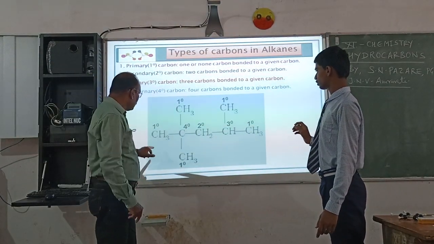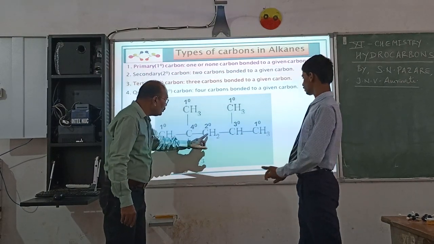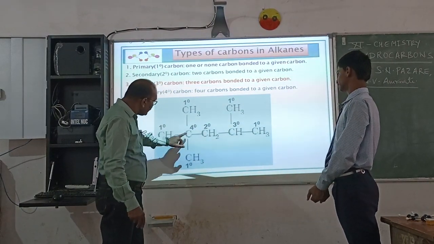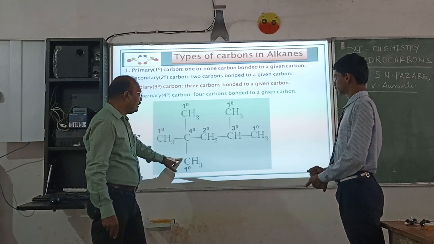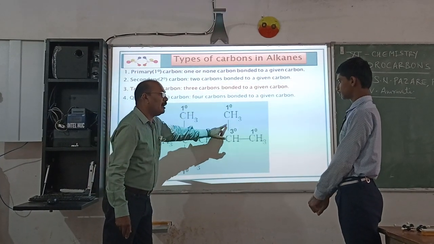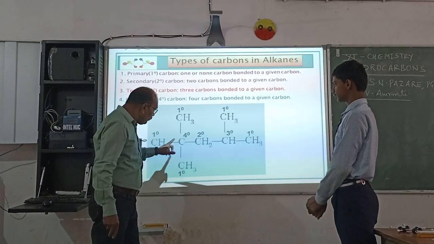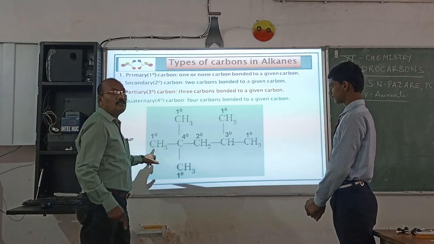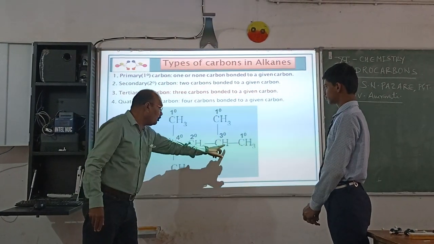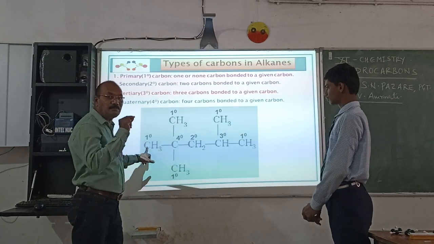Now you see, hello sir. 1, 2, 3, 4, 5. At the second carbon atom, 2 methyl groups are there. At the fourth carbon atom, there is only 1 methyl group. When we give the IUPAC name, we have to see the parent alkane. There are 5 carbon atoms in a chain, so the parent alkane is pentane.